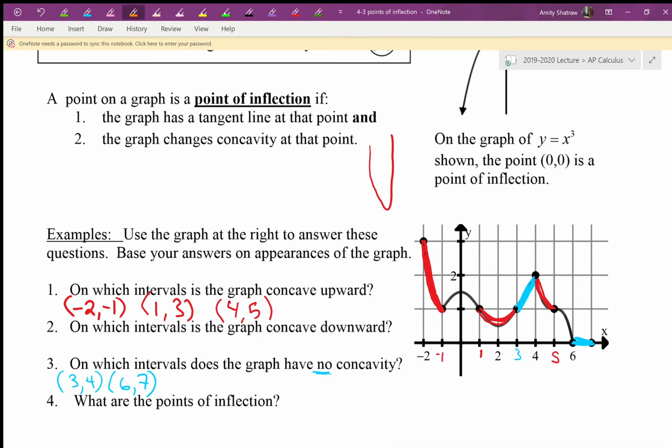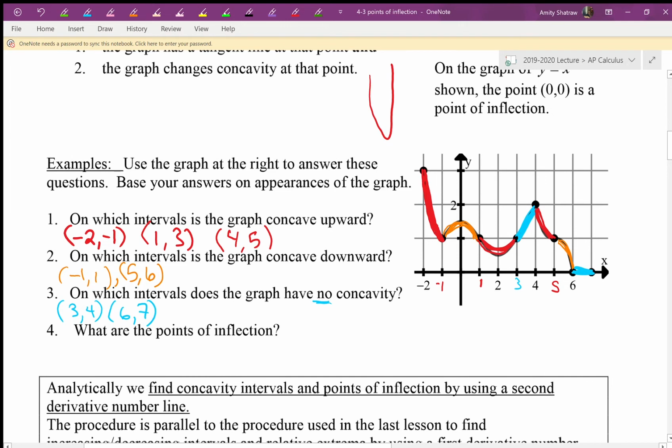All right, well, that means, I hope that it's obvious, that these guys from here to here, which is from -1 to 1, and from here to here, which is 5 to 6, are going to be concave down.